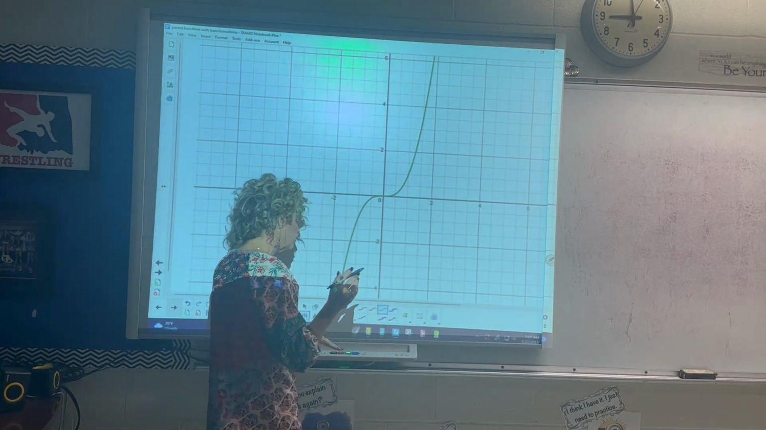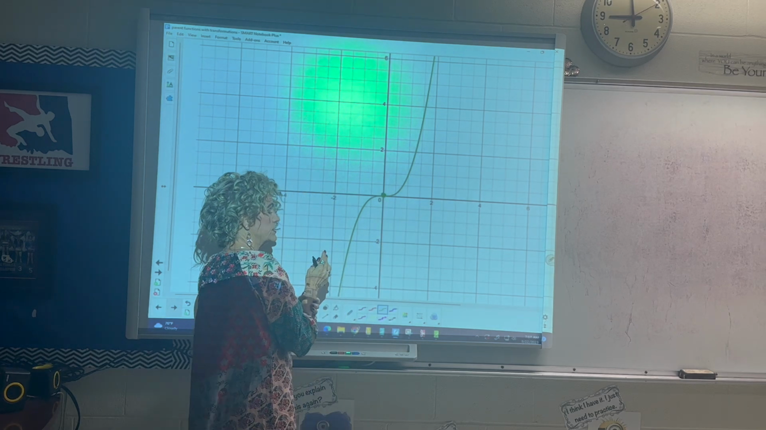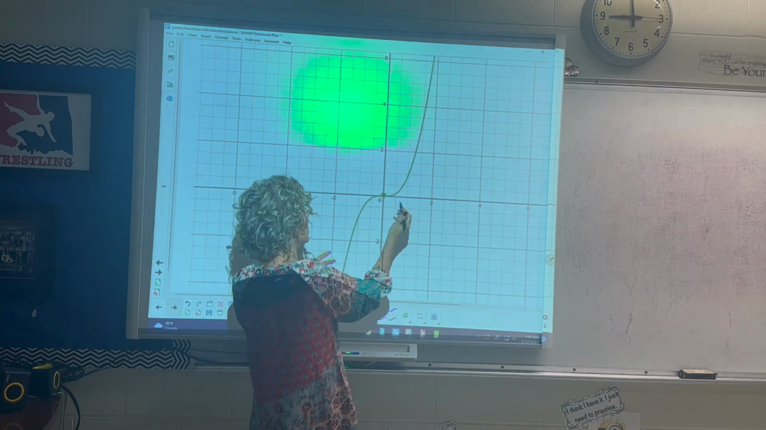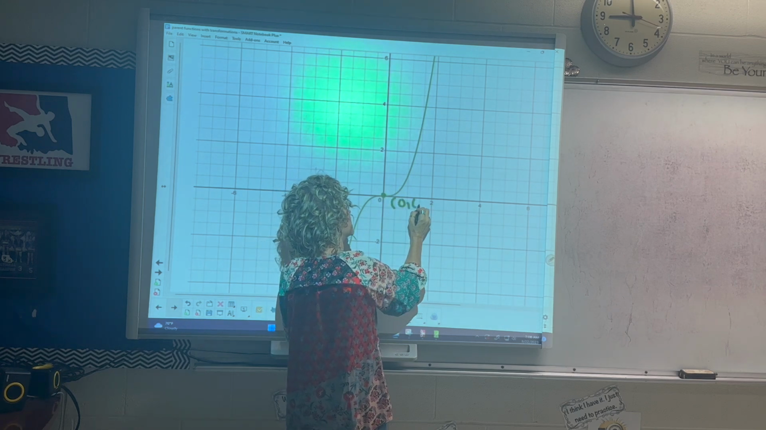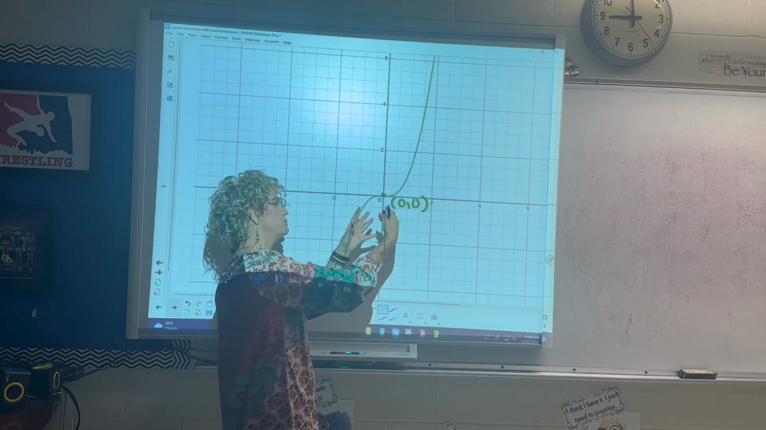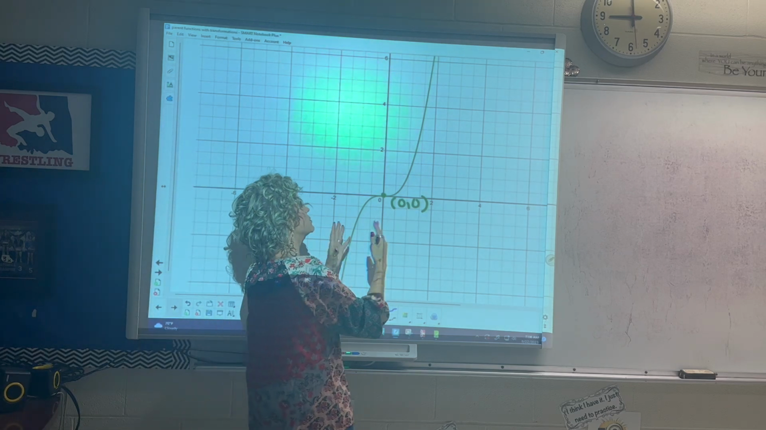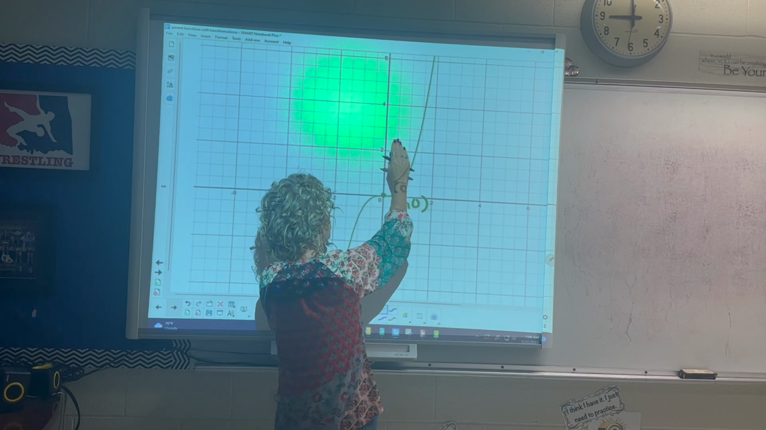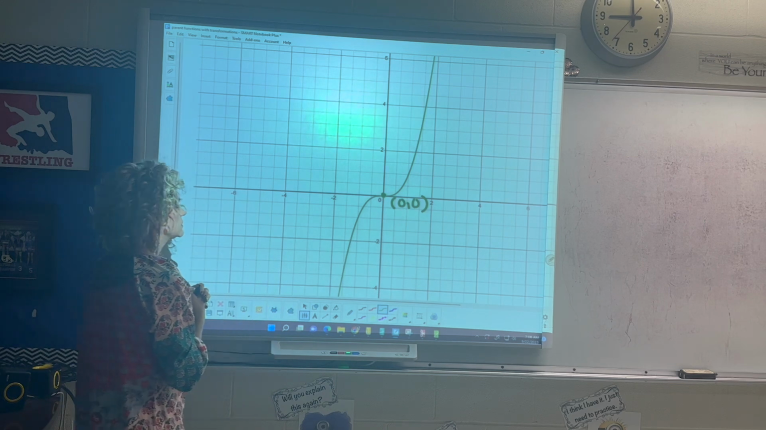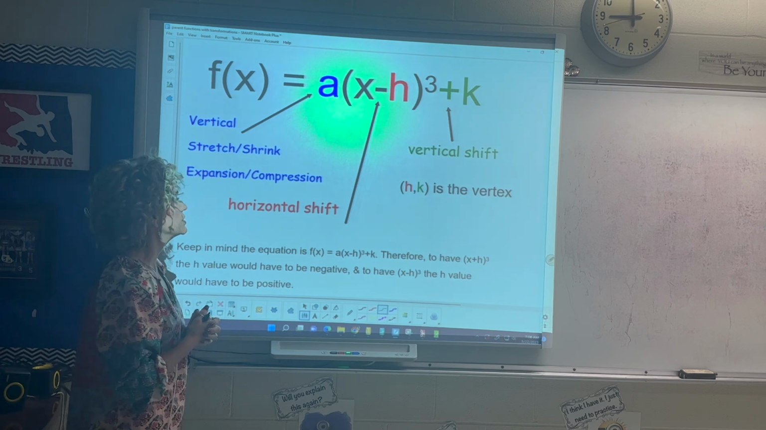And it's not necessarily a vertex, I call it a turning point. You can call it a vertex, you can call it a turning point, either one. I guess you could call it a vertex because it turns. It is at 0, 0. Just like our absolute value function, our vertex of our parent function was at 0, 0. The vertex of the parent function of our quadratic is at 0, 0. So it only makes sense that our turning point, or our vertex, so to speak, on our cubic function is 0, 0.